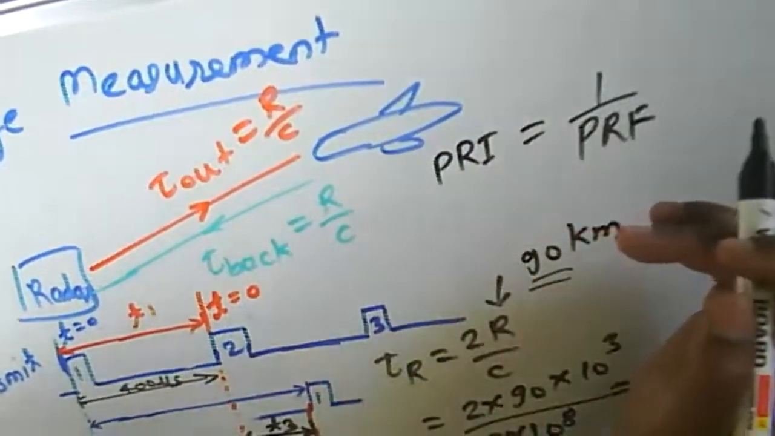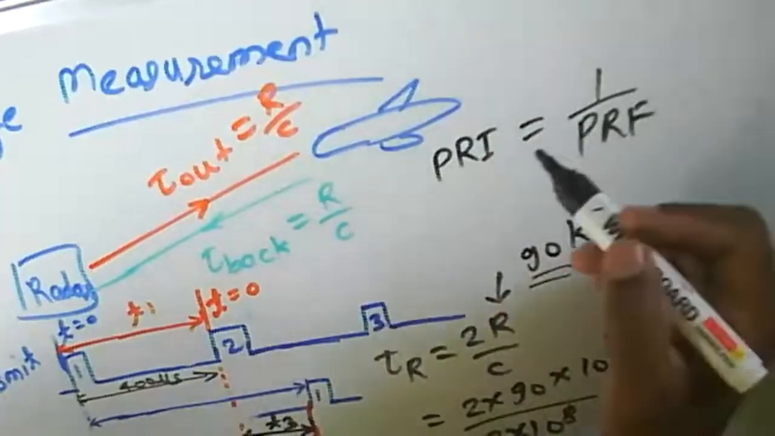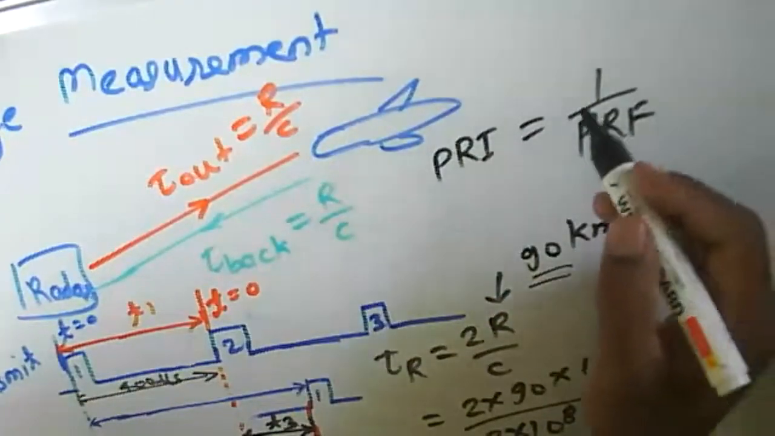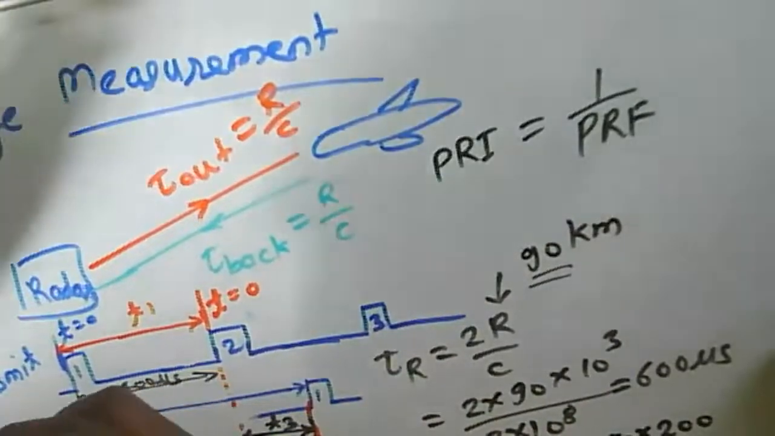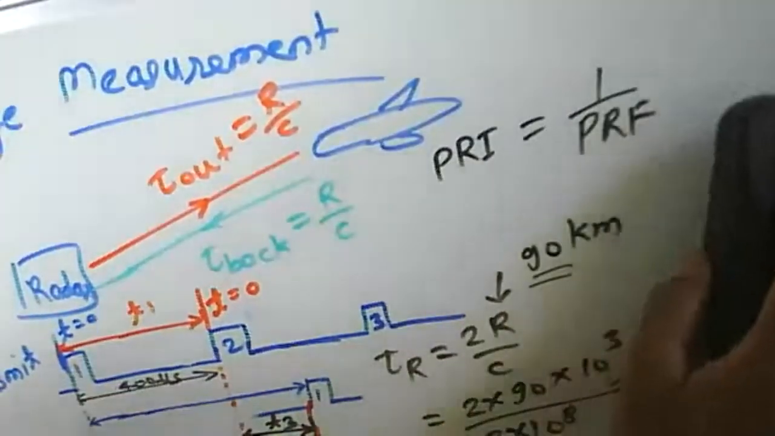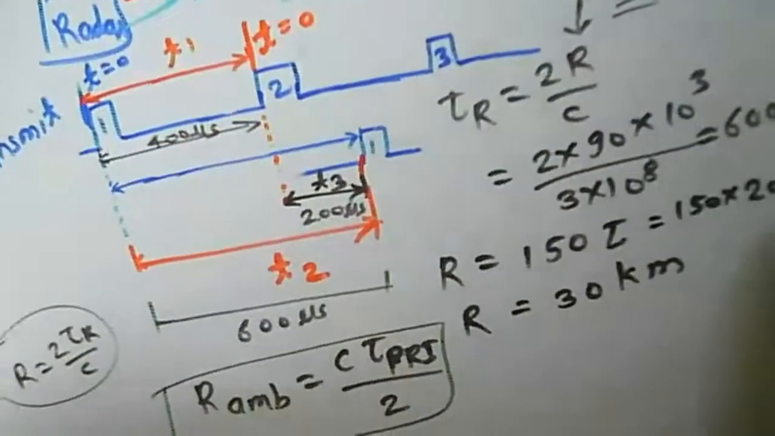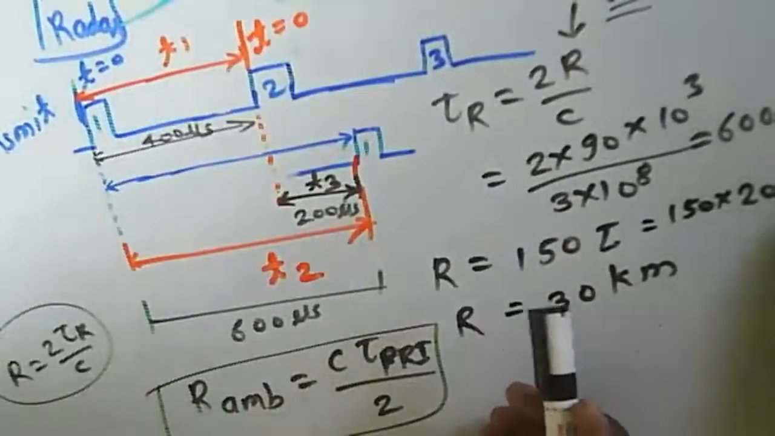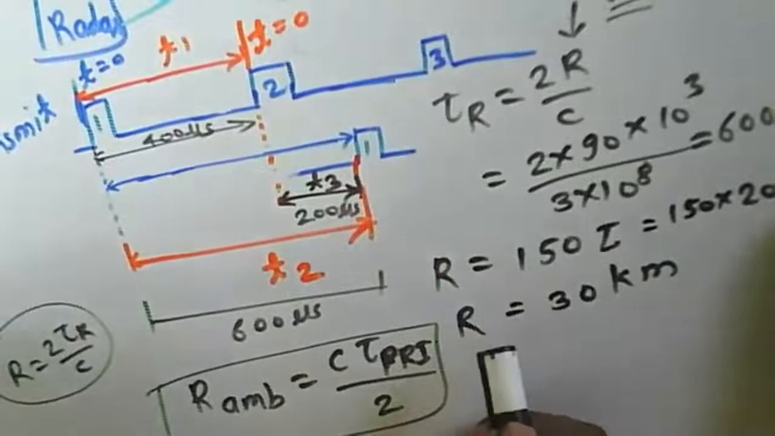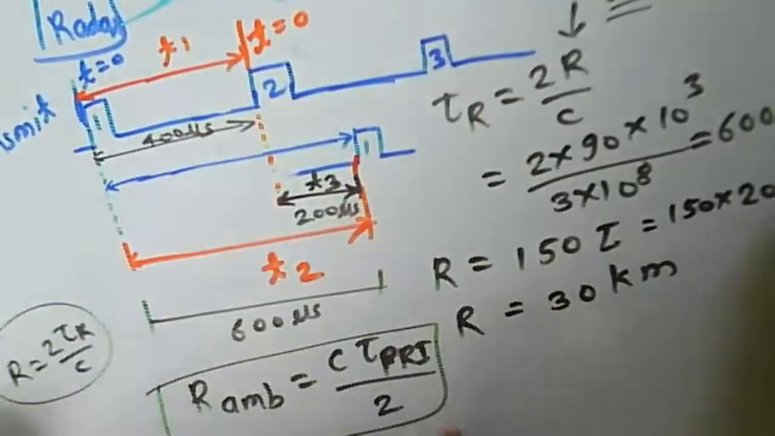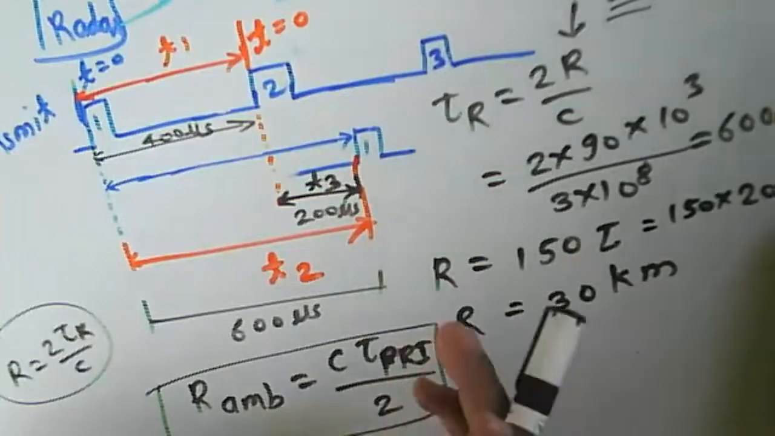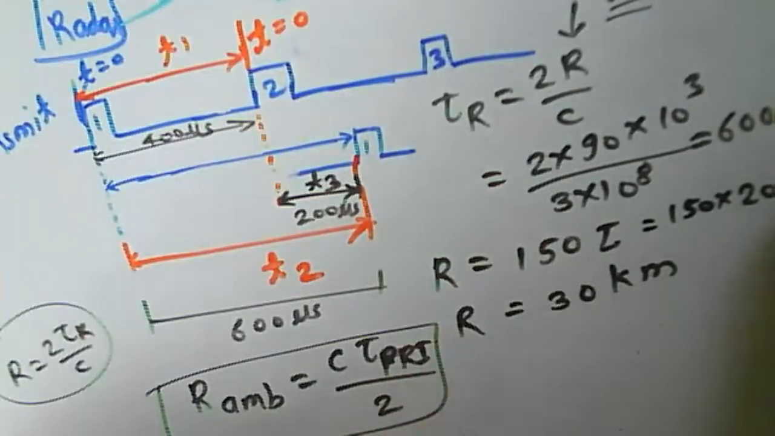Okay, they are reciprocals of each other, so the pulse repetition interval or the pulse repetition frequency. We can calculate in terms of frequency also. So this way we can calculate the ambiguous range, whether the radar is able to find out that range unambiguously or is not able to measure that range unambiguously.